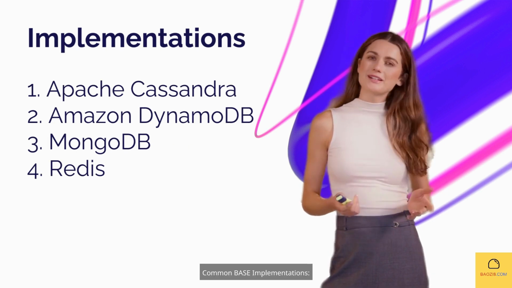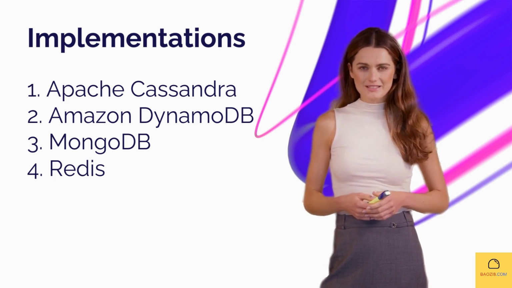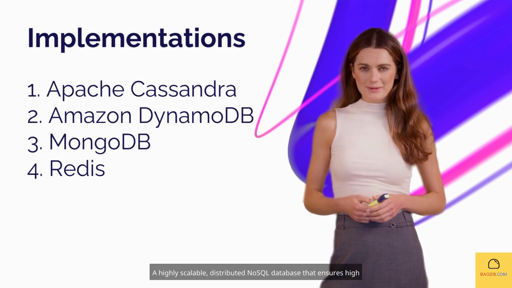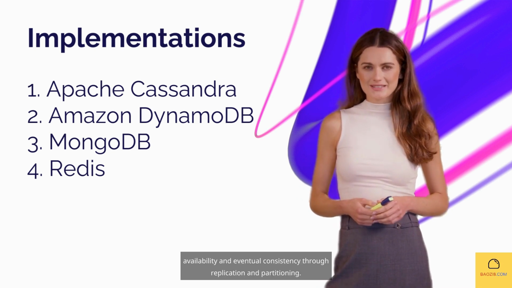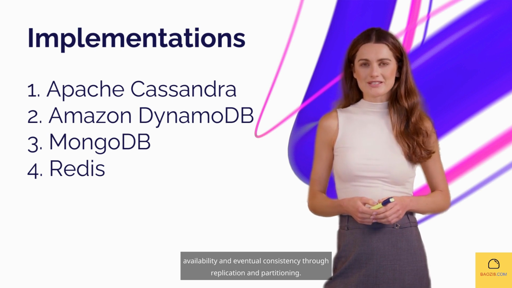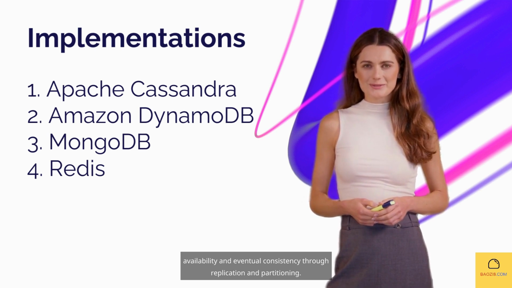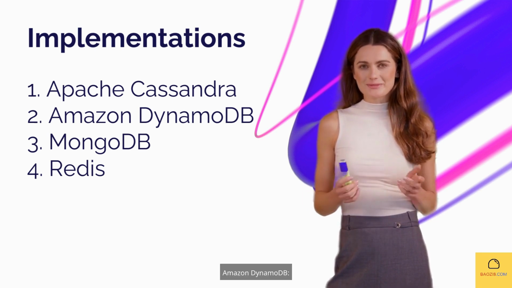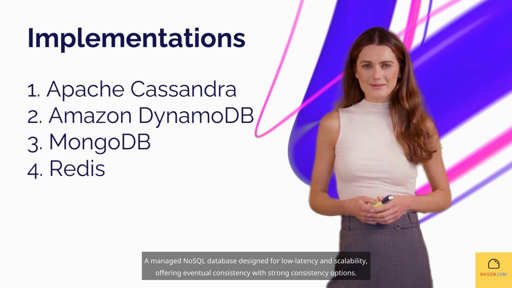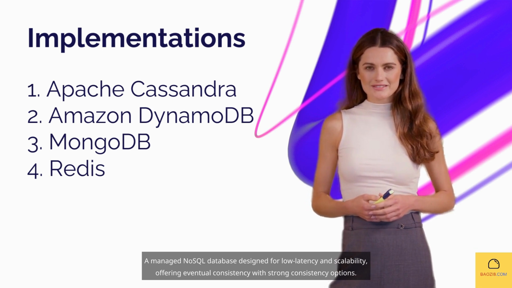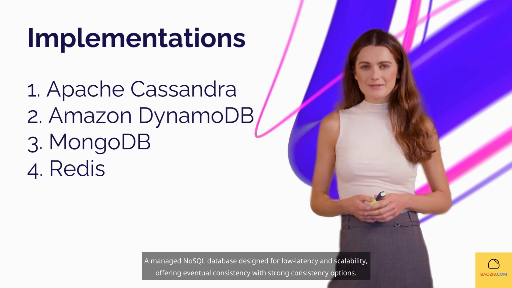Common BASE implementations. 1. Apache Cassandra. A highly scalable, distributed NoSQL database that ensures high availability and eventual consistency through replication and partitioning. 2. Amazon DynamoDB. A managed NoSQL database designed for low latency and scalability, offering eventual consistency with strong consistency options.